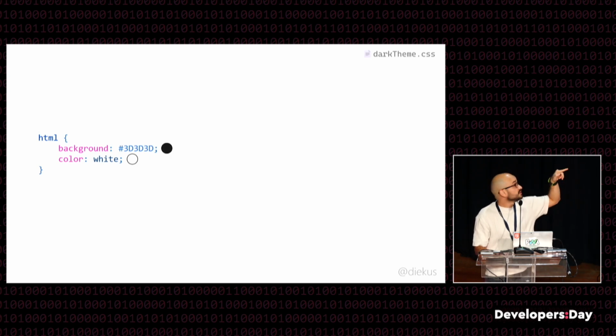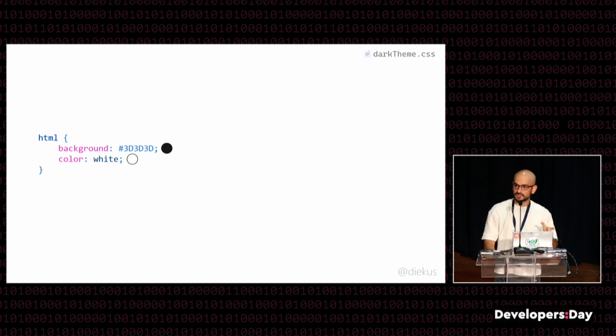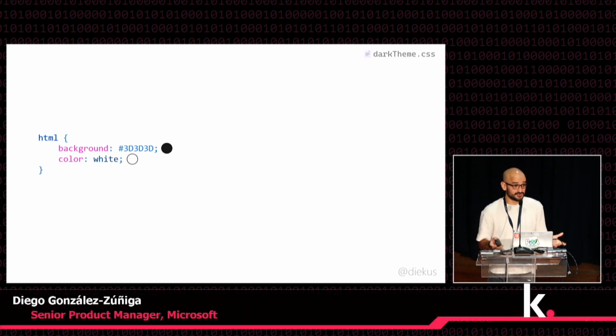So let's say that if I wanted to invert things, I can have a dark theme CSS that basically puts the background dark and sets the color to white. So if I go and I'm browsing and I change the color, the application will respond. And this is basically what we've all just come to expect from modern applications.